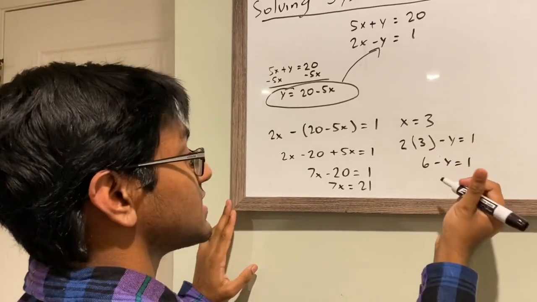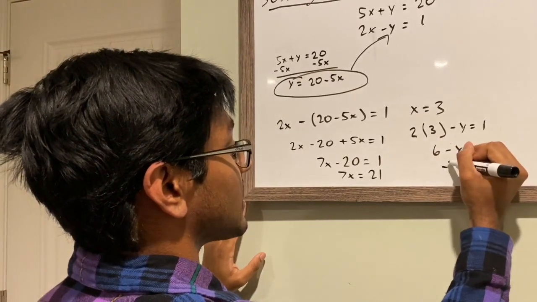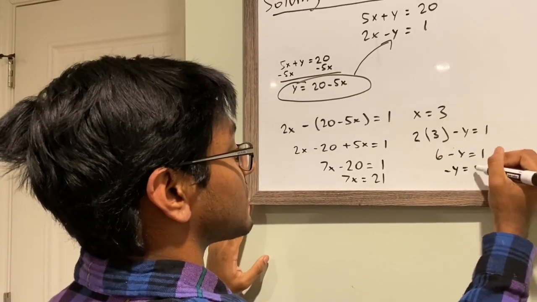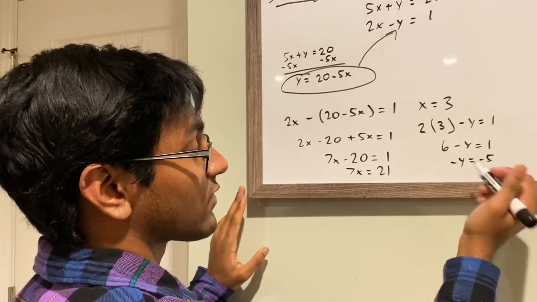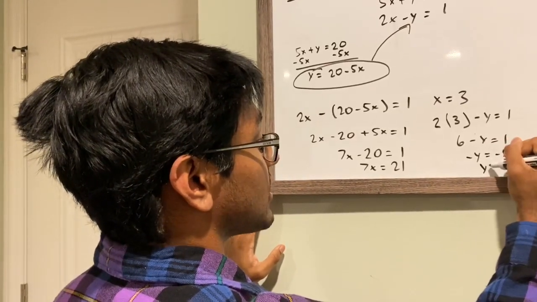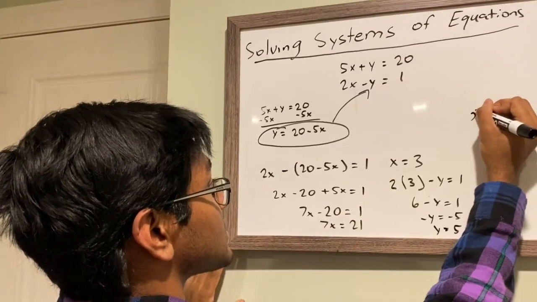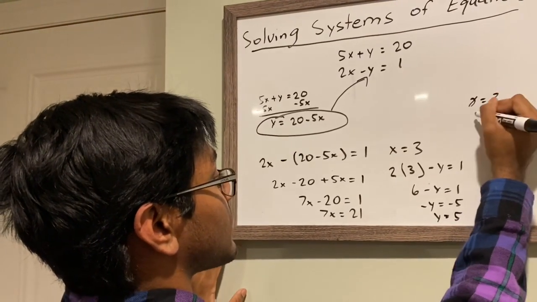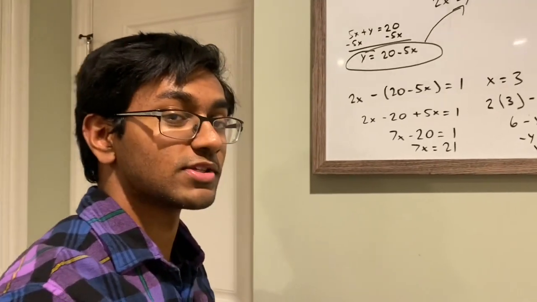And again, we have to isolate the variable. So we subtract 6 from each side. So negative y equals minus 5. And this is solved for negative y and we want to solve for y. So we just divide both sides by a negative. So we get y equals 5. So our final answer is x equals 3 and y equals 5. And that's how you solve a system of equations using substitution.